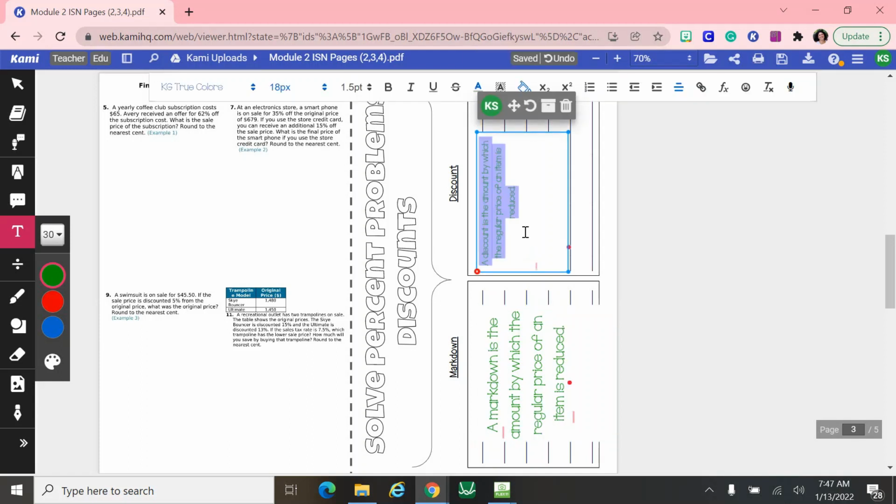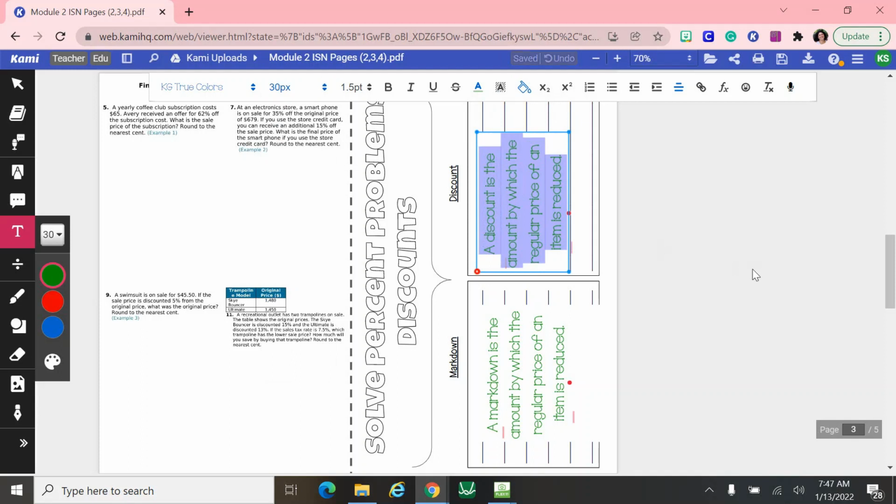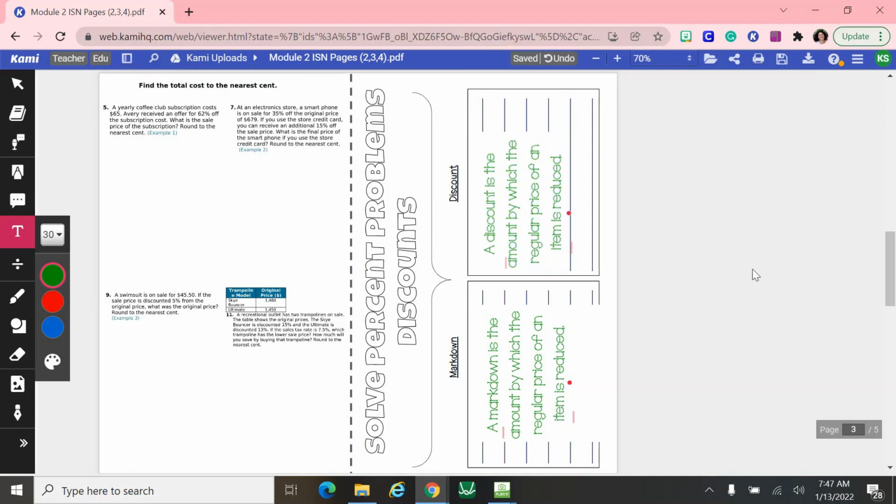A discount is literally the same definition. We're just replacing the word markdown with discount. A discount is the amount by which the regular price of an item is reduced. So those words are interchangeable. Markdown and discount are when you have a regularly priced item and you change the amount that it's priced by marking it down. Perhaps it's gone on sale, perhaps you have a special coupon that you're offering the person.